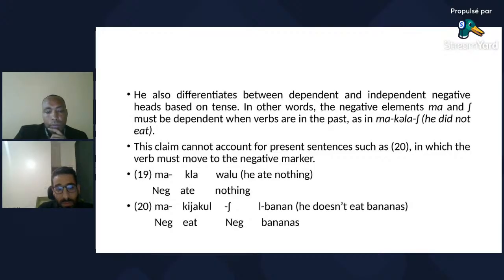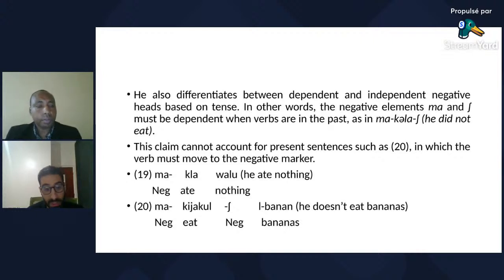He also differentiates between dependent and independent negative heads based on tense. In other words, the negative elements ma and sh must be dependent when the verb is in the past, as in maklesh, he didn't eat. This claim cannot account for present sentences such as 20, in which the verb must move to the negative head, like ما كياكلش. Okay, كياكل is the present.